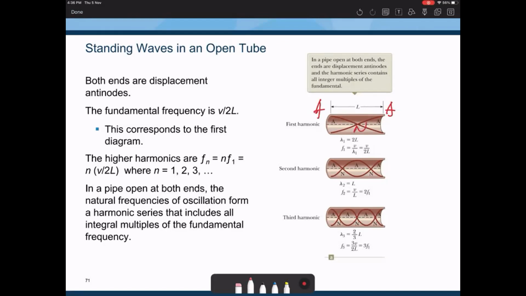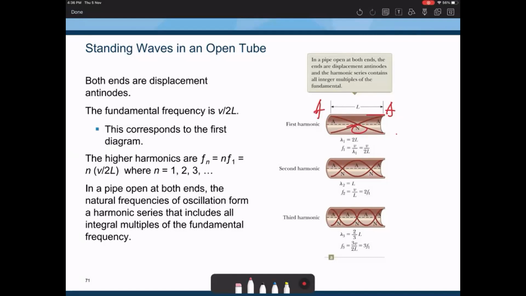Now you cannot have all antinodes over the tube and no node in the middle. Otherwise, it just has zero frequency. So you must have a node in the middle. And this would be the fundamental frequency.